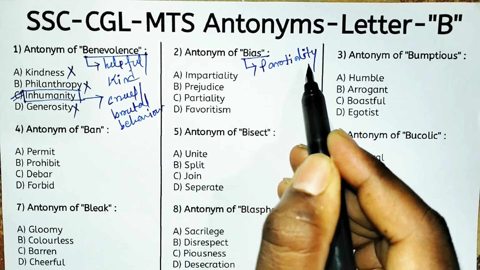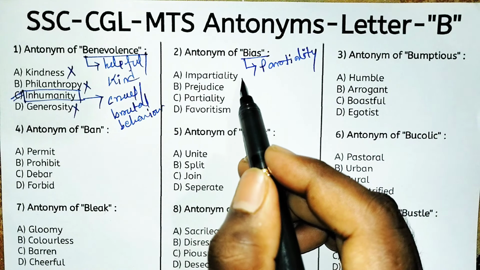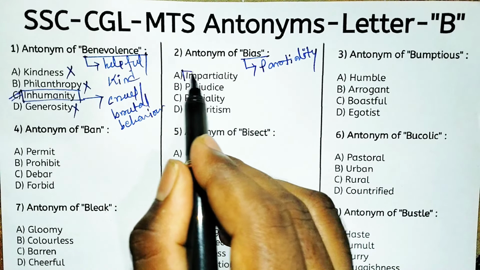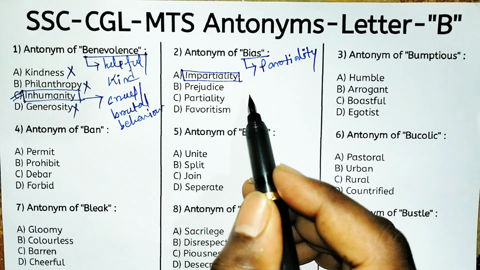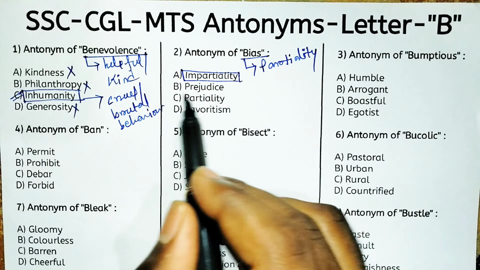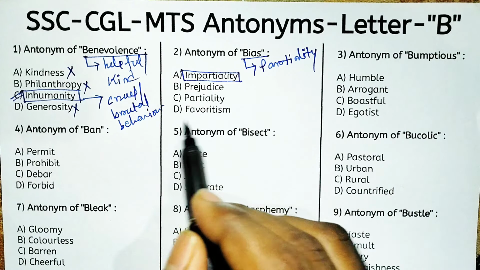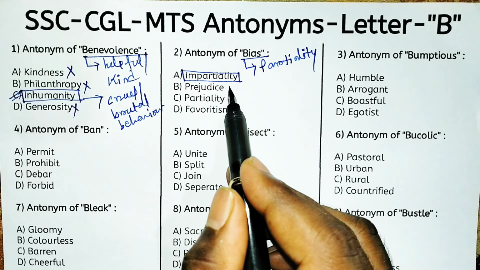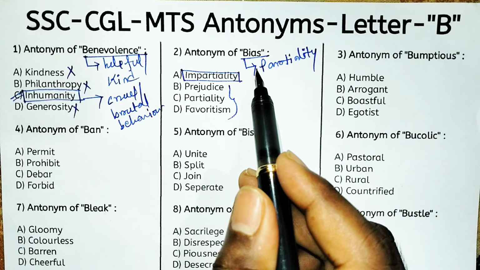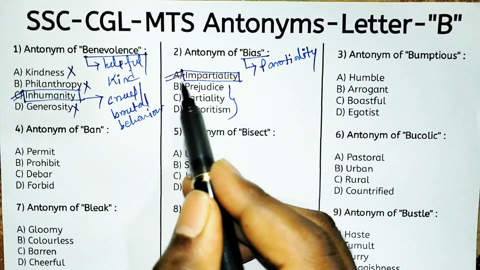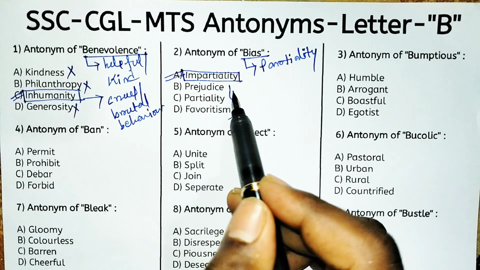Partiality. So antonym of bias is impartiality. Okay, so look at the options. Option B, prejudice. Option C, partiality, or option D, favoritism. These all are the synonyms of bias. That's why option A, impartiality, is the right antonym of bias.